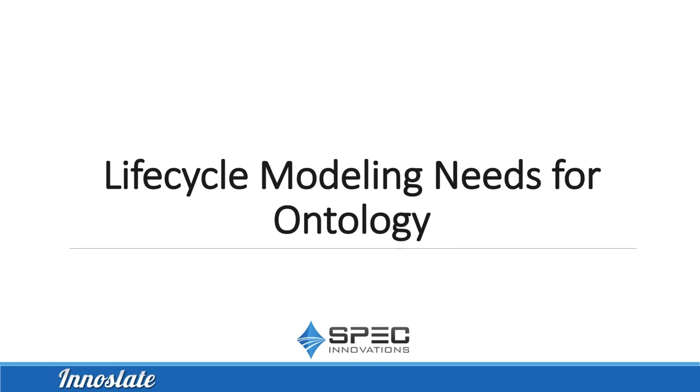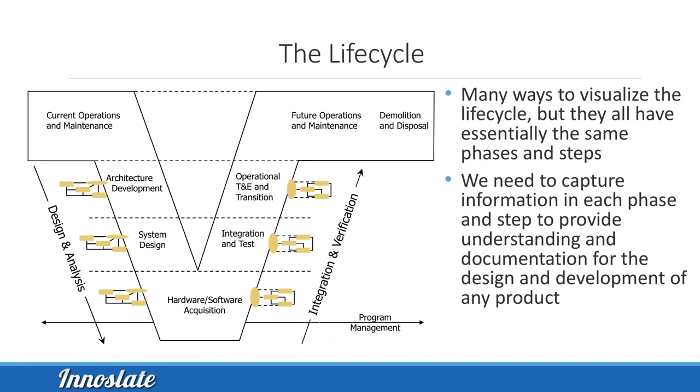So what's the lifecycle model's need for ontology? Why do I care? So if I'm in the development process, I have a lifecycle model I use. This is my favorite, of course, the V. There's the Agile. There's just tons of different incremental, all kinds of different kinds of spiral models that have been used over the years. But they all have sort of the same basic steps.